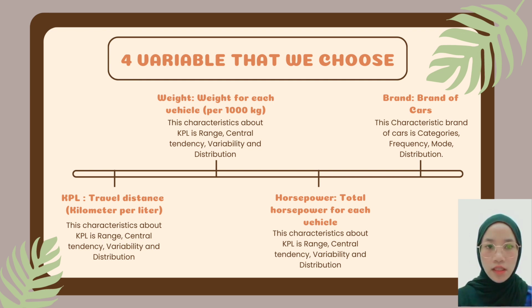The last variable is brand. Brand of car. The brand variable is a categorical variable since there is no inherent numeric order and each category or label is discrete. The variable represents the brand name of each car, such as Honda, Mercedes, Ford, and so on.